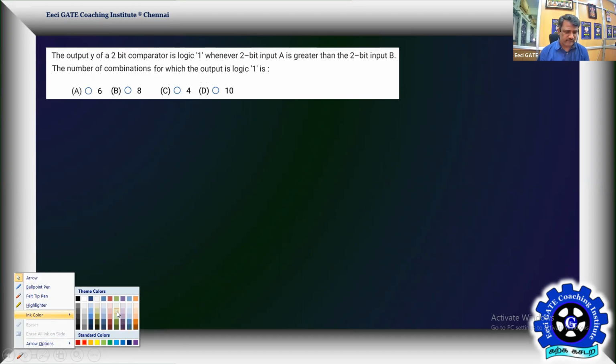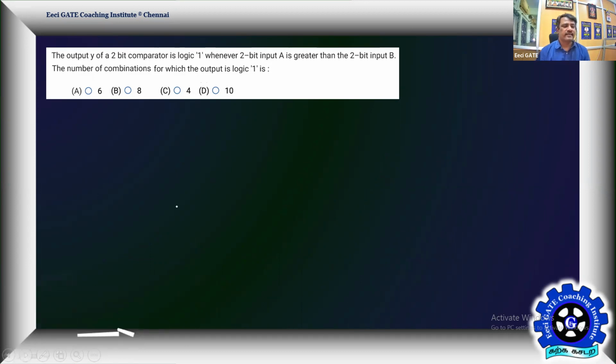First, we need to understand what is given. A combinational logic design for a 2-bit comparator. Output Y of a 2-bit comparator is logic 1 whenever 2-bit input A is greater than 2-bit input B. The number of combinations for which the output is logic 1. This is already a problem that appeared in GATE for 1 mark. So same problem, it's a copy paste. Fine, so we'll do it.